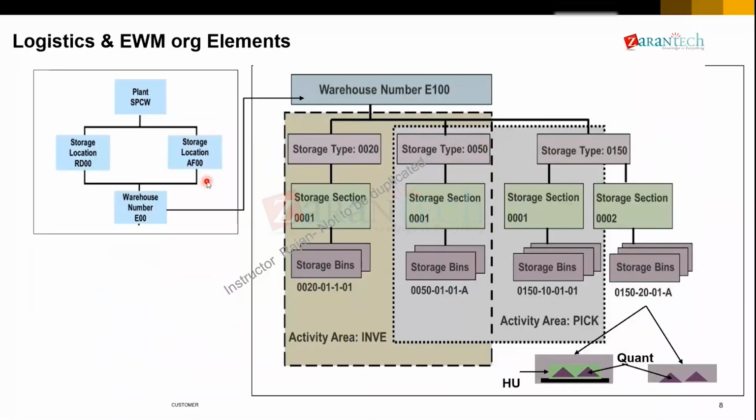Now, on the left-hand side, we see the logistics elements: the plant storage location assigned to the intermediate warehouse, and the intermediate warehouse in turn connected to the main warehouse. This is our warehouse structure. Then storage type, I'll come to that in a moment, section, and then the bins.